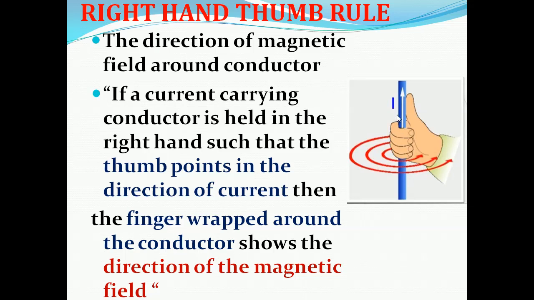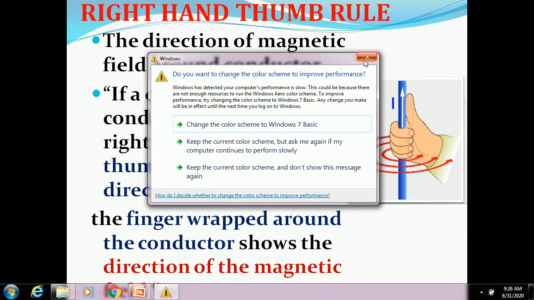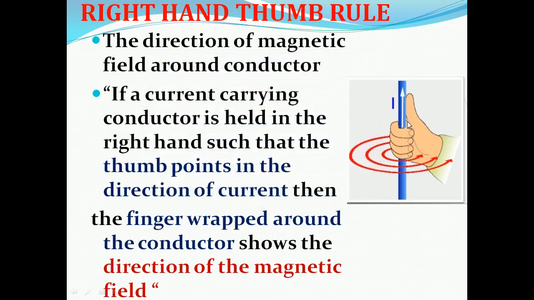Once again, we are wrapping the conductor. You can see the man's hand wrapping the conductor with his right hand. When we hold the conductor with our right hand, our thumb points towards the direction of current and the fingers wrapped around the conductor show the direction of the magnetic field.